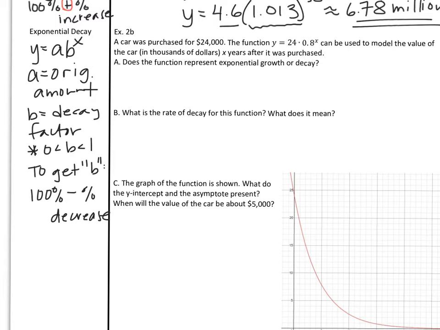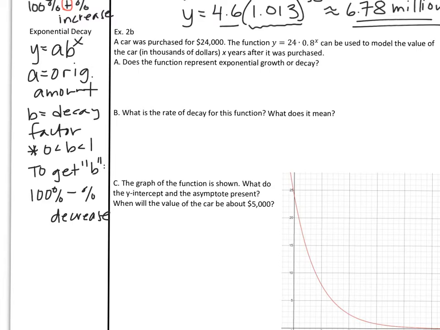Our next example is going to model exponential decay. A decay model loses value over time or decreases. We're still going to use our exponential growth equation, y equals a times b to the x power. A will stay your original amount or that constant. B is now going to be called the decay factor instead of the growth factor.